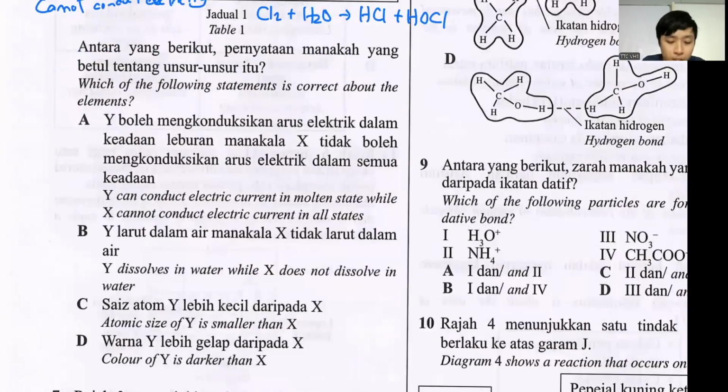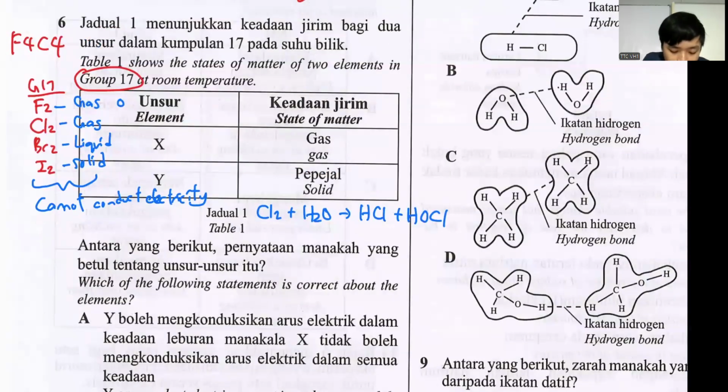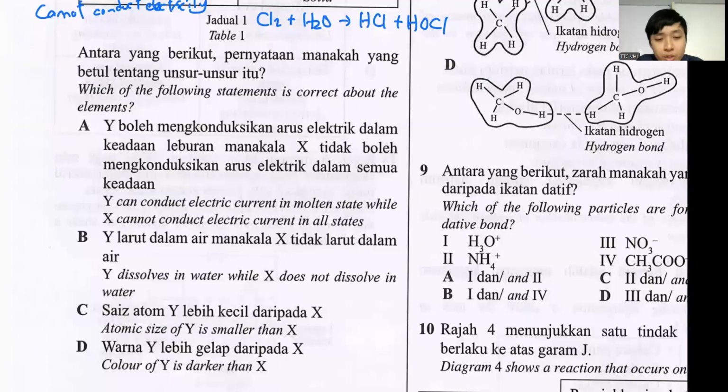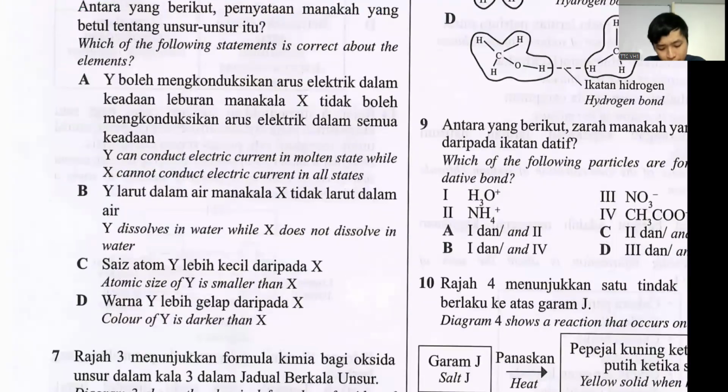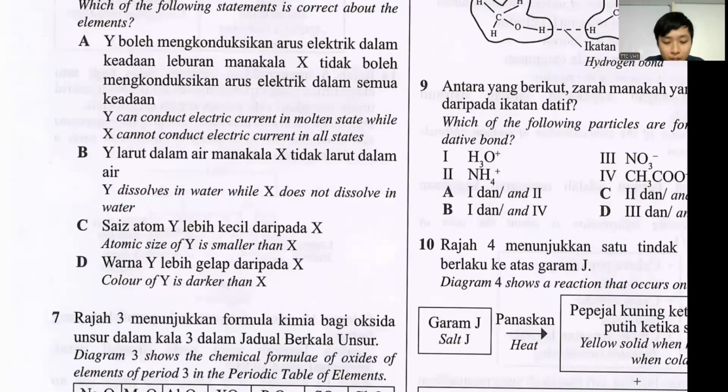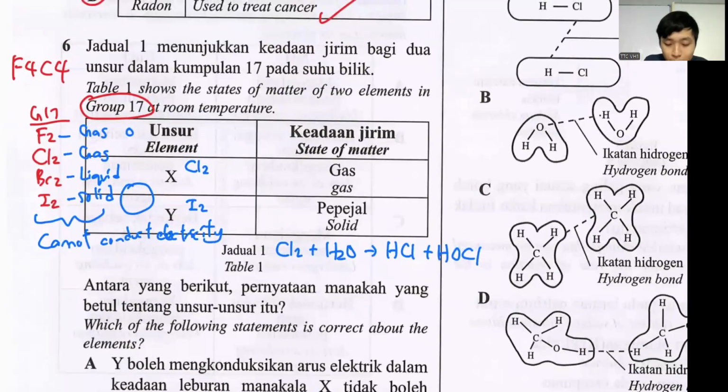C, atomic size of Y is smaller. Down the group, fluorine is smallest, iodine bigger. So if C, atomic size of Y is smaller, wrong. Iodine is very big, wrong. Okay, so you assume X is chlorine, Y is iodine. And then D, color of X is darker. Okay, correct.